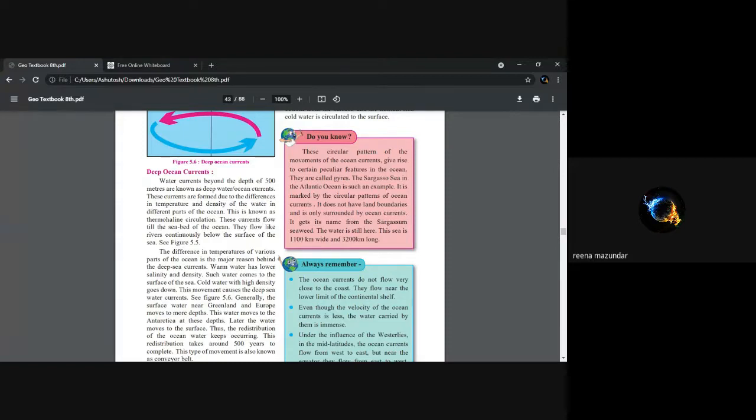The difference in temperature of various parts of the ocean is the major reason behind the deep sea currents. Warm currents have lower salinity and density. Such water current comes to the surface of the sea.